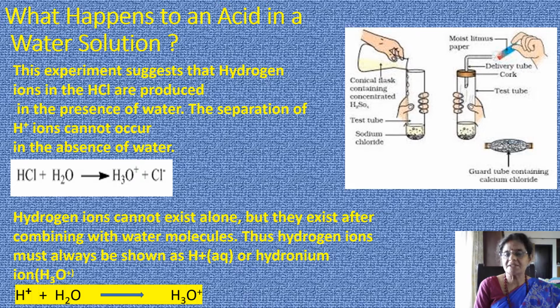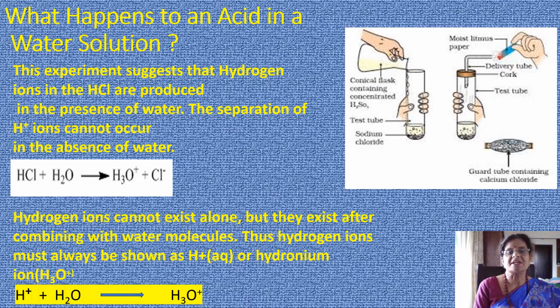You have to test this hydrogen chloride gas using a dry blue litmus paper. It doesn't show any change in color. Now test it using a wet, moist blue litmus paper. It changes its color to red. This shows that the hydrogen chloride gas produced behaves as an acid in the presence of water.